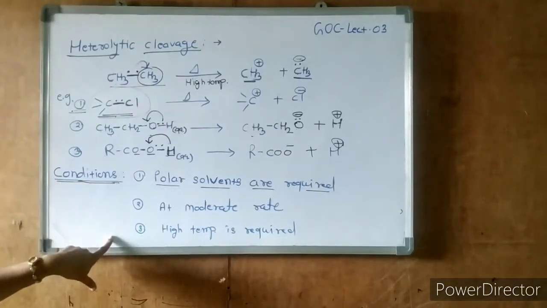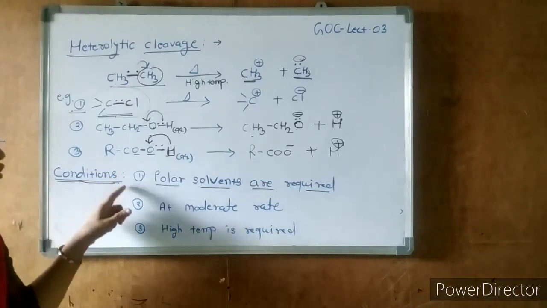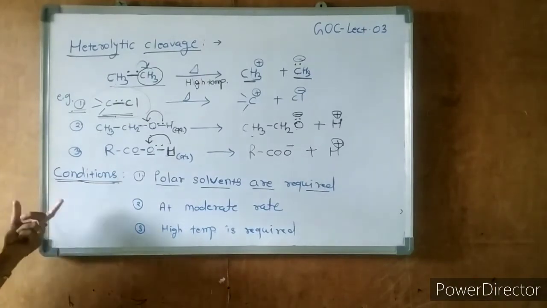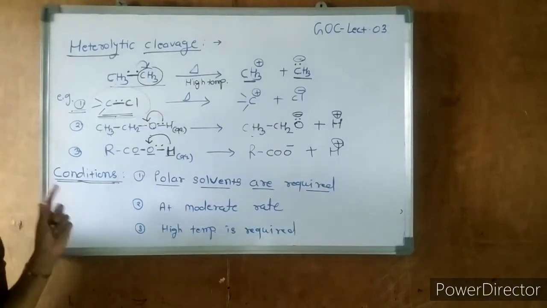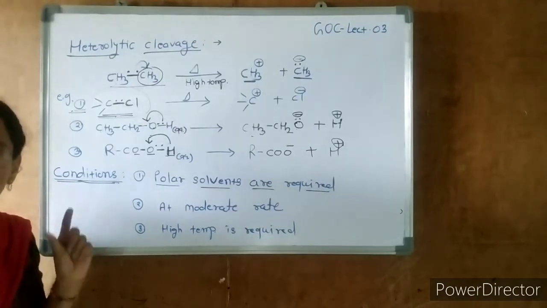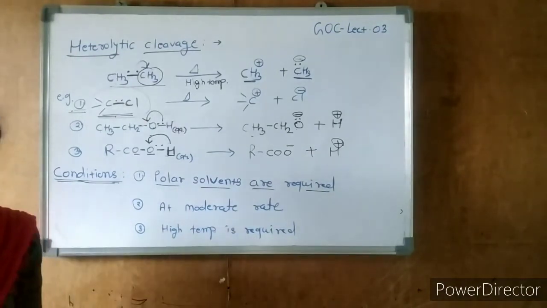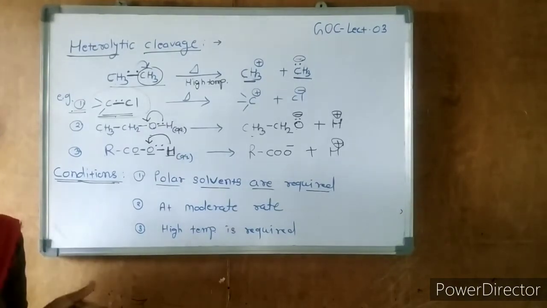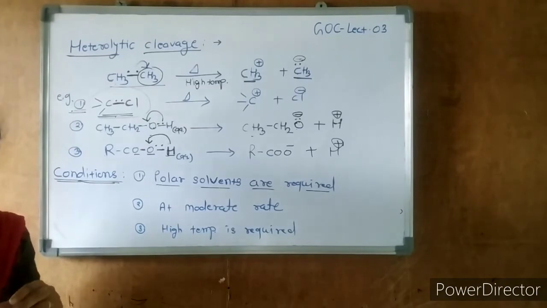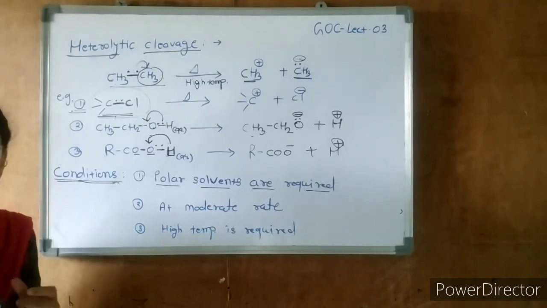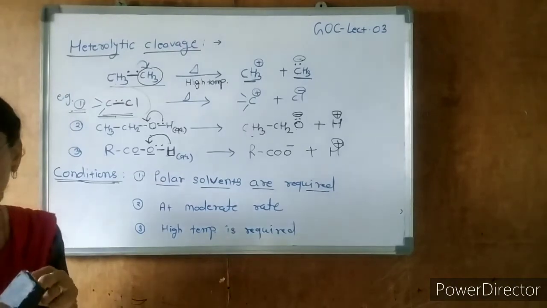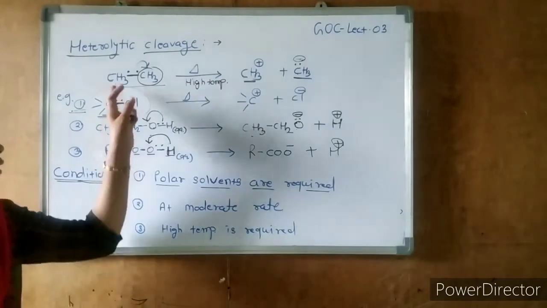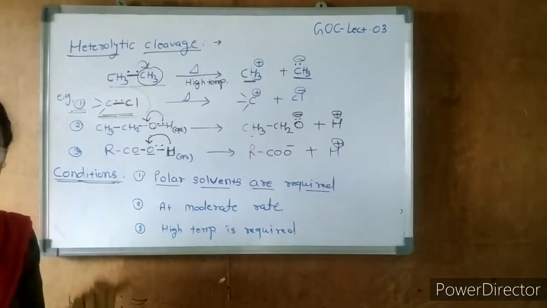These are the essential, necessary conditions. Polar solvents are required. The reaction will take place at a moderate rate, and high temperature is required. At low temperature, what will we get? At low temperature, we will get free radicals, neutral species. When temperature is low, the fission or cleavage of a bond will take place homolytically. Homolytic cleavage means both the bonded electrons migrate towards each bonded atom, right? One atom and another atom, both atoms will get one electron.